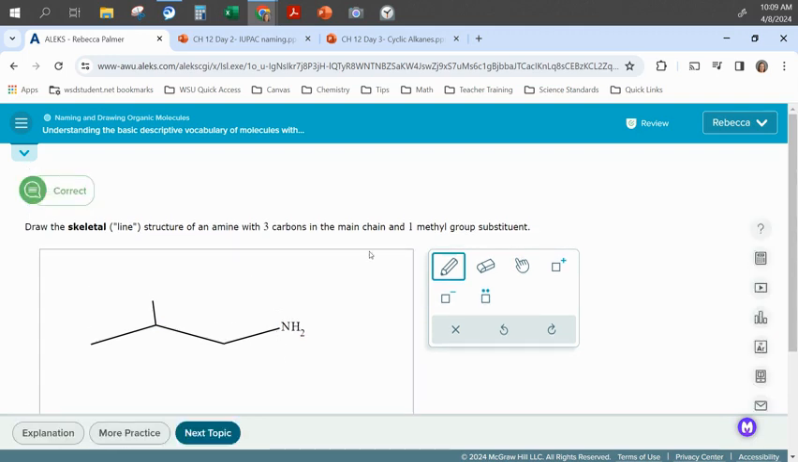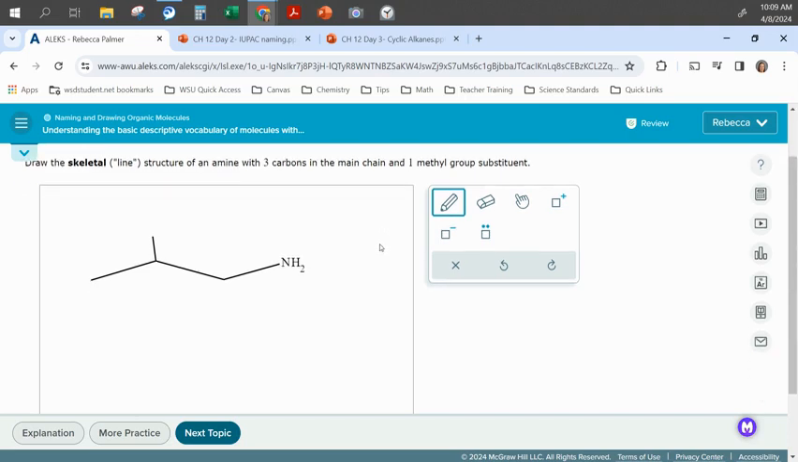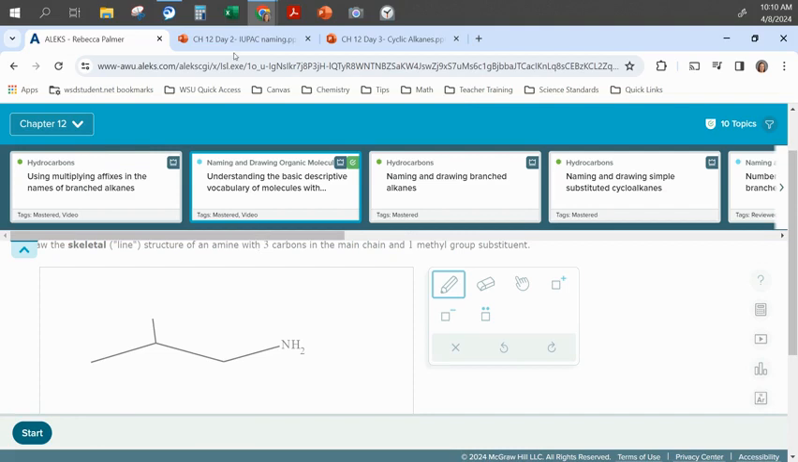Okay, that's fine. Great. Questions on this? This is building off of chapter 11, so you do have to remember what those functional groups are, or you're going to have to write them on your note card for chapter 12. All right, let's move on, and we can come back if we need to.